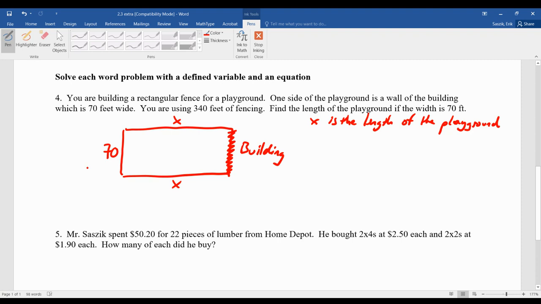They told us the width. They told us that right here. So we don't define the variable as that. We define the variable for what we don't know anything about. Now remember, it says we're using 340 feet of fencing. So these three sides, x plus 70 plus x, has to add up to 340. And now we solve that by combining like terms. Move the 70 over by subtracting. 340 minus 70.